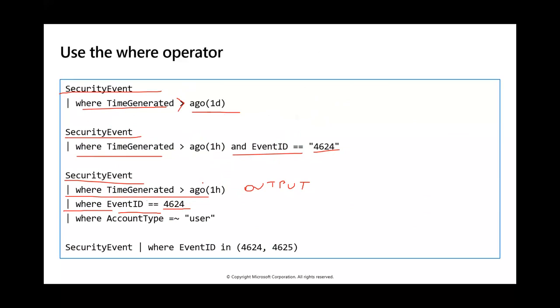So right now we're taking all of the events that match the hour ago. And after having those records for the hour ago, now we're searching through those records and looking for an event ID equal to 4624. And at the end, we are taking all those that match the 4624.